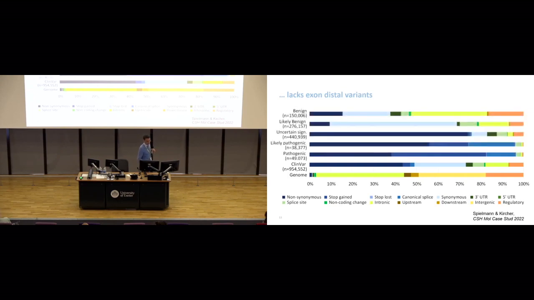If you actually split this even further and split that into pathogenic and benign assertions, you see that essentially those regulatory variants are only present in the benign. You see barely any pathogenic ones. And this class of intergenic variants is completely missing here.